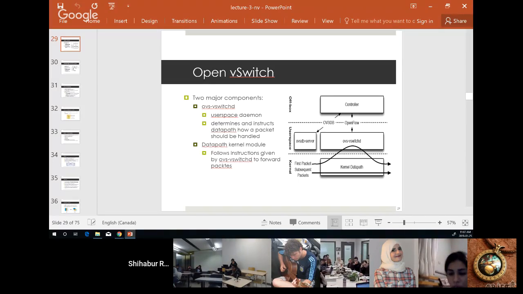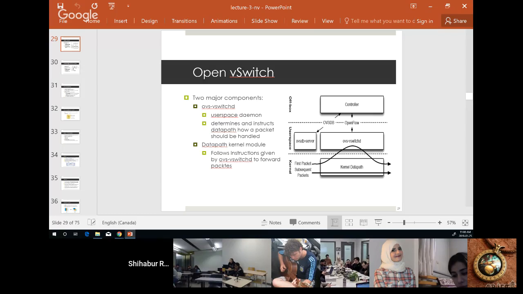Let me try to repeat your question here. So what you're saying is, looking at this picture here, what happens in the kernel data path versus in the user space, right? And isn't that redundant with what's happening in the controller? Yes, it processes OpenFlow rules and whatnot. I think your question is basically what's happening on each path.